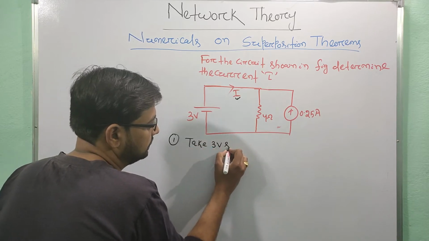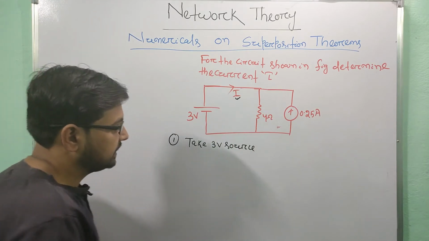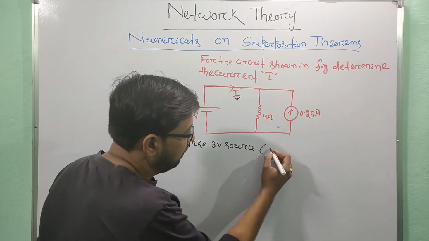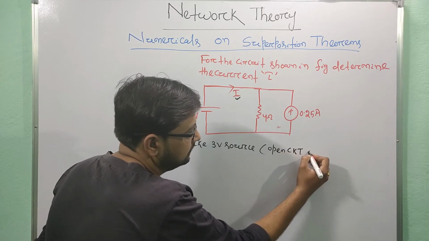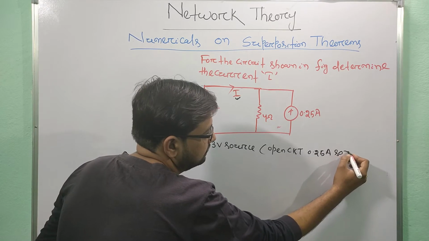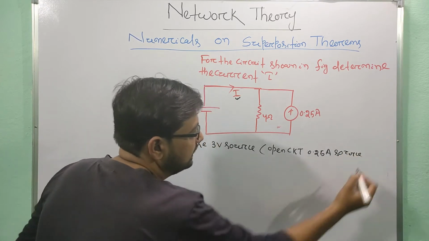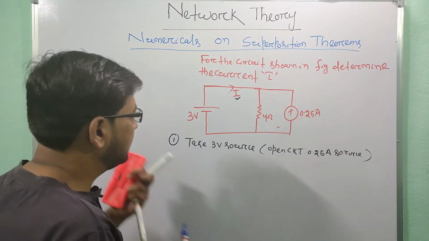the 3 volt source. If I take the 3 volt source, then open circuit the 0.25 ampere source. If I open circuit the 0.25 ampere source, then what is my circuit?